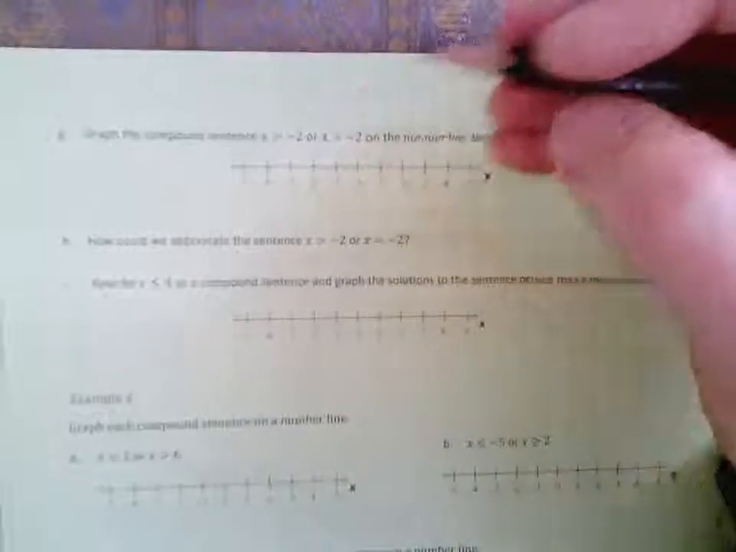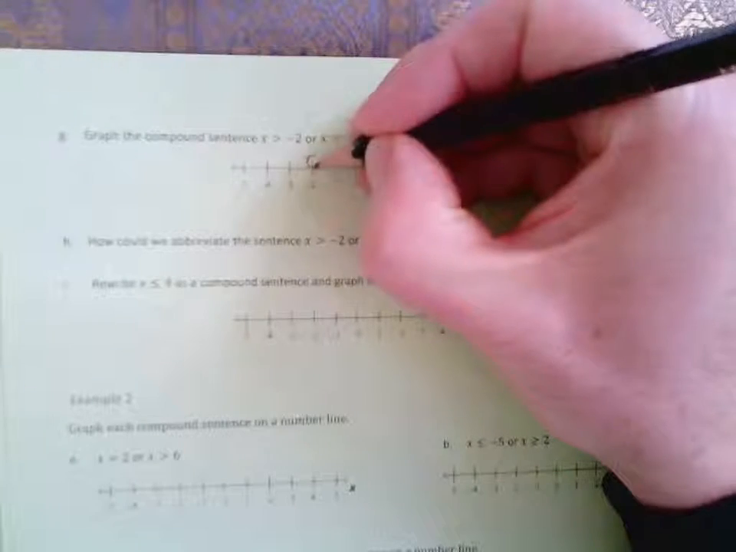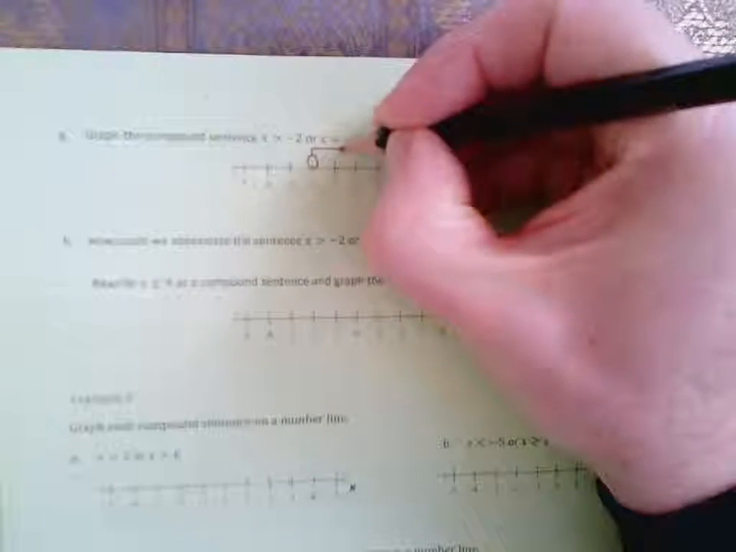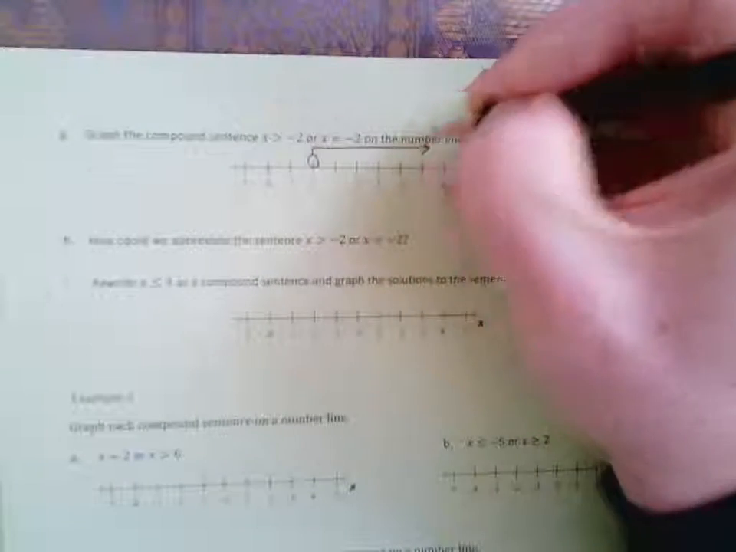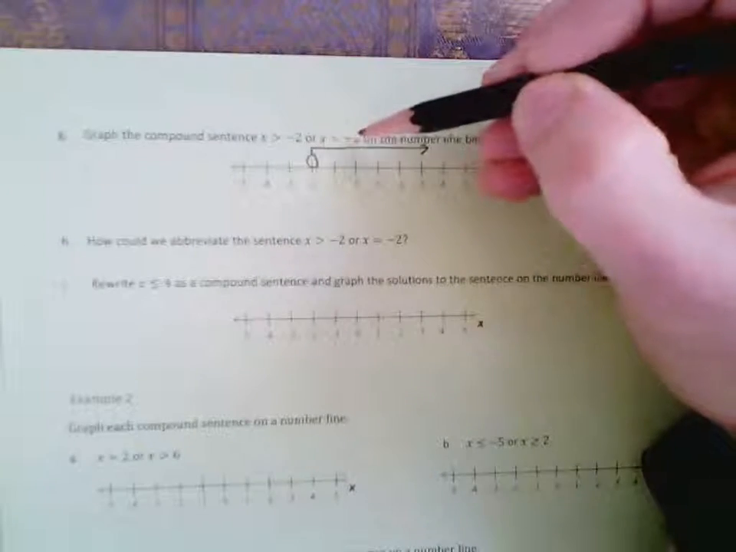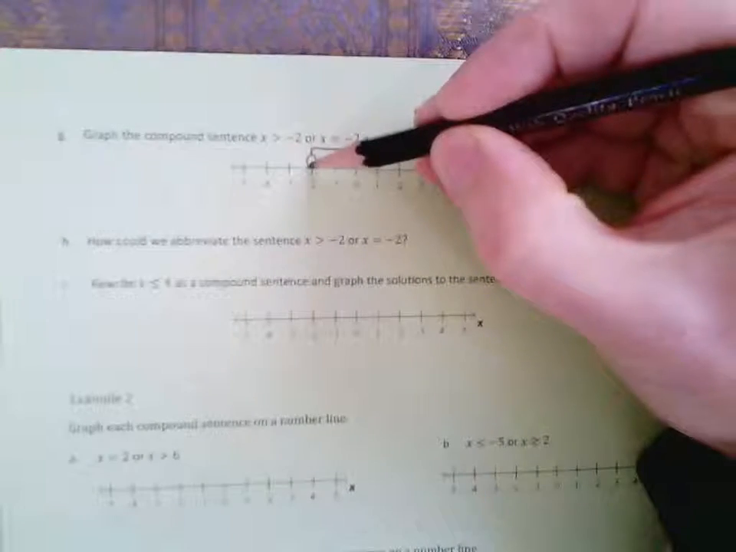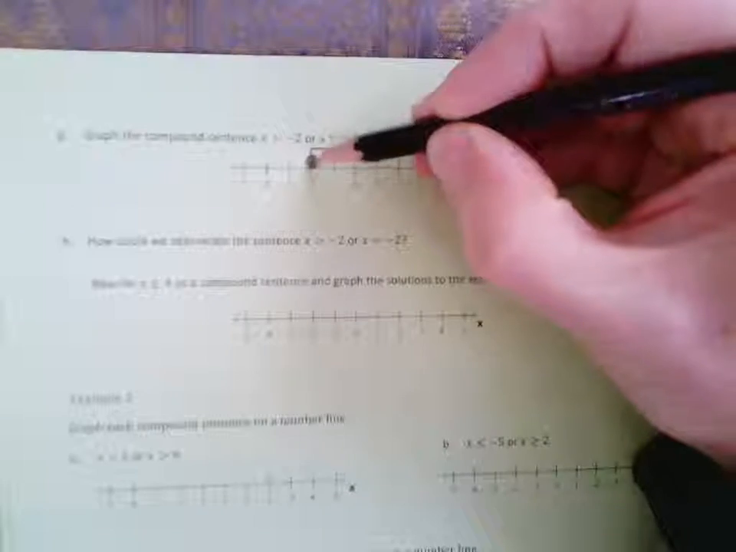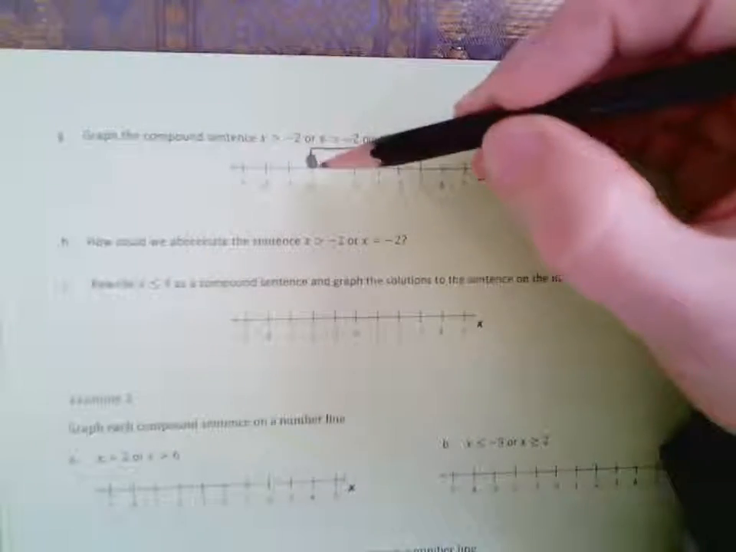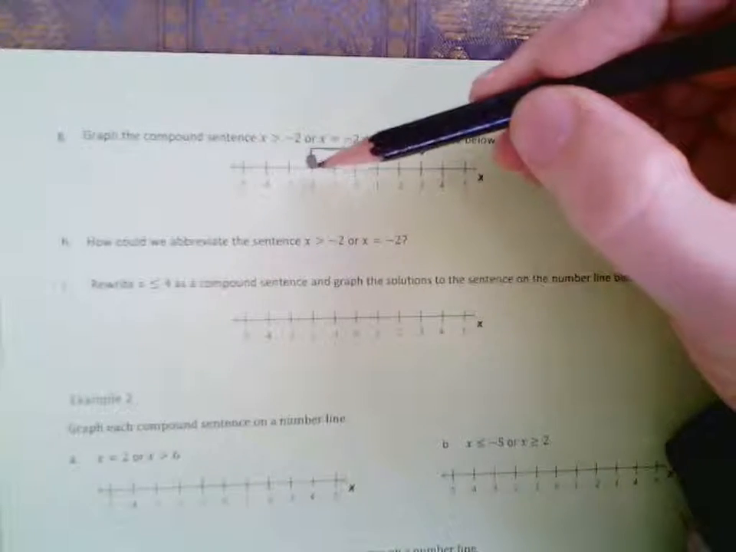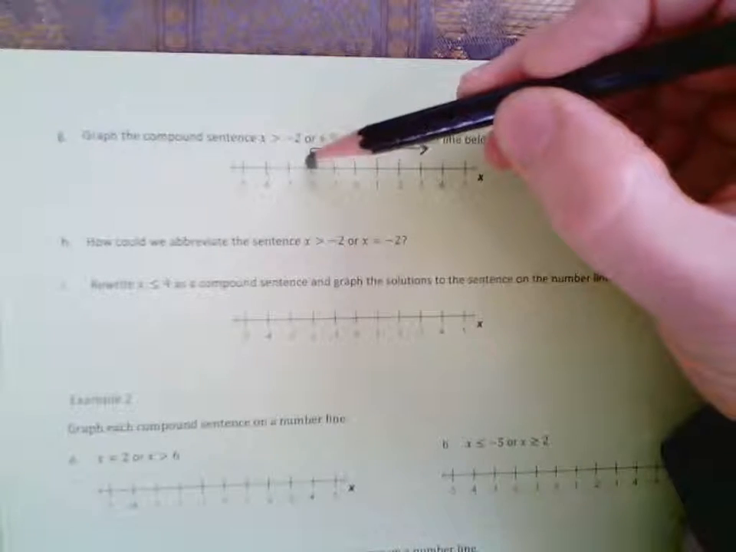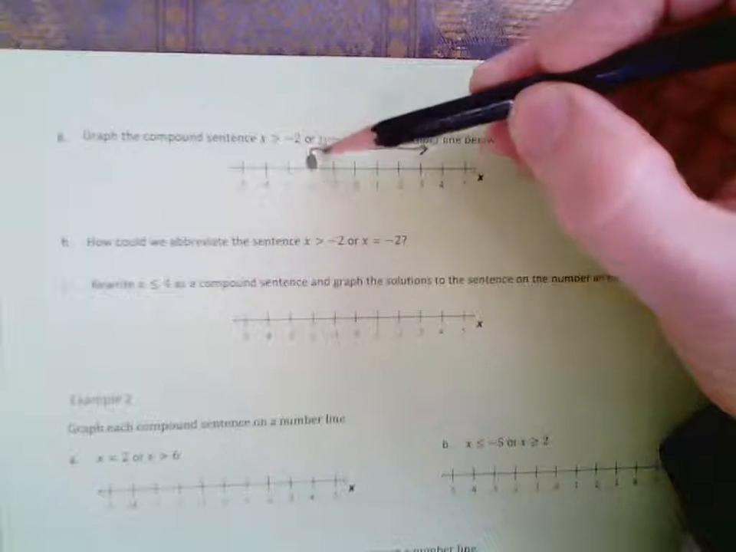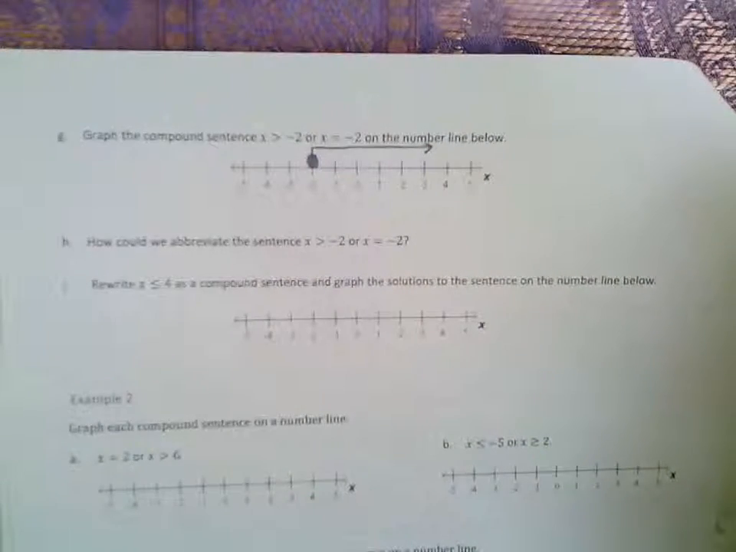All right, so I'm going to graph x is greater than -2, which is an open circle on -2, and then going to the right because it's greater than that. But I'm also going to graph or x is equal to -2, which means I'm going to be filling in this point. All right, and there we go. I have just graphed all of the points that are either x is equal to -2, or where they're greater than -2, and that's my answer.